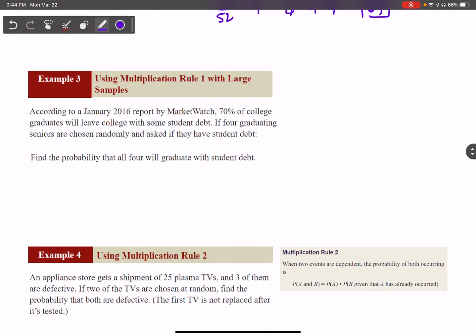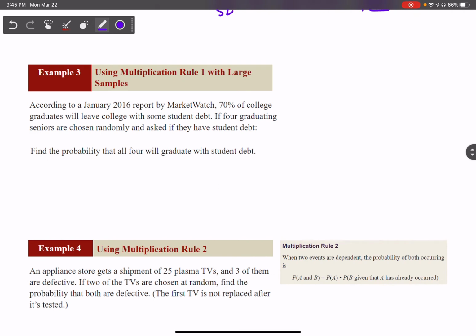All right. Example 3. According to a January 2016 report on MarketWatch, 70% of college graduates will leave college with some student debt. If 4 graduating seniors are chosen randomly and asked if they have student debt, find the probability that all 4 will graduate with student debt.